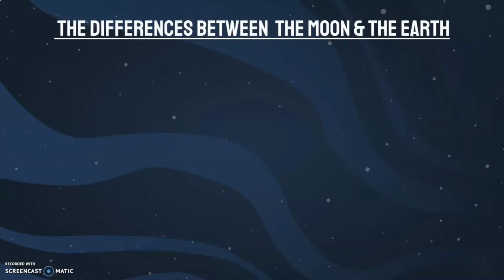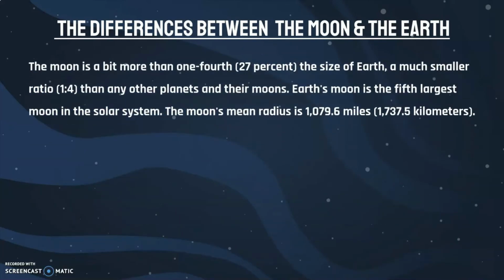The differences between the moon and the earth. The moon is a bit more than 1/4, or 27%, the size of earth. A much smaller ratio, 1:4, than any other planets and their moons. Earth's moon is the 5th largest moon in the solar system. The moon's mean radius is 1,079.6 miles or 1,737.5 kilometers.